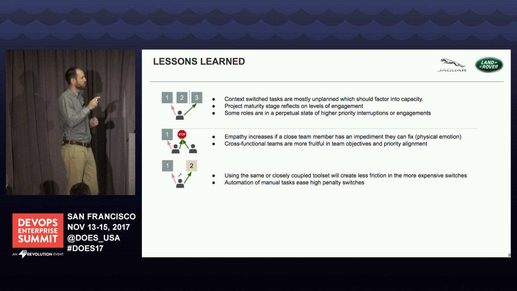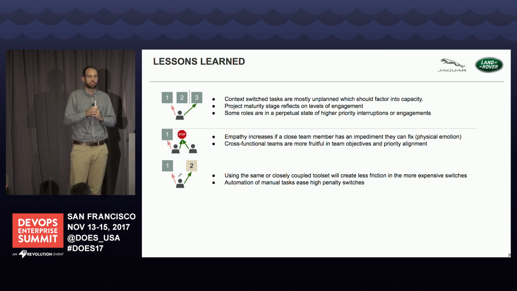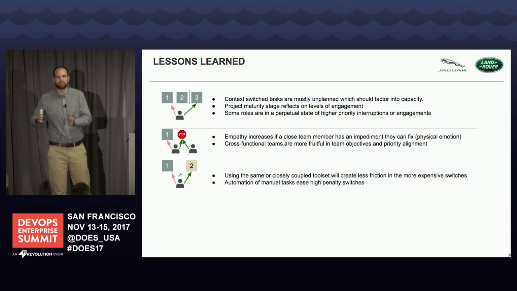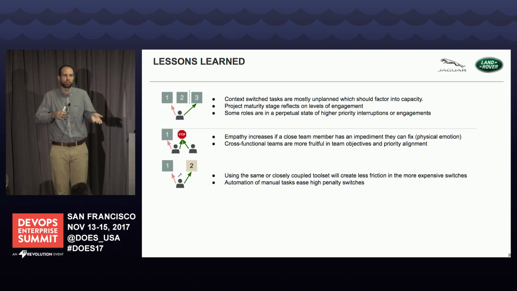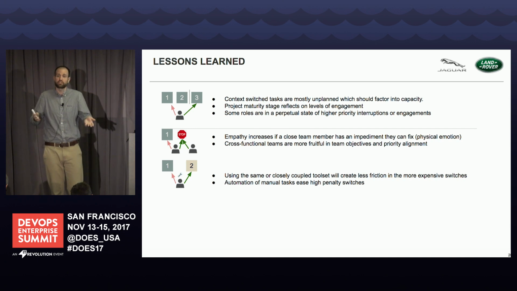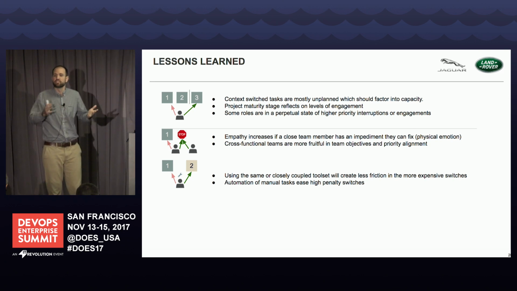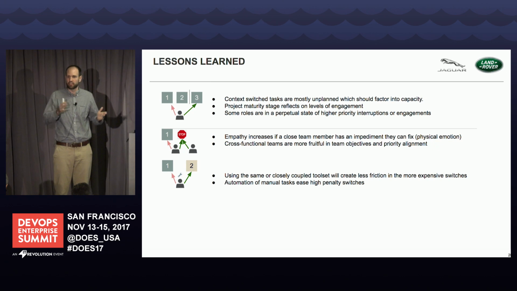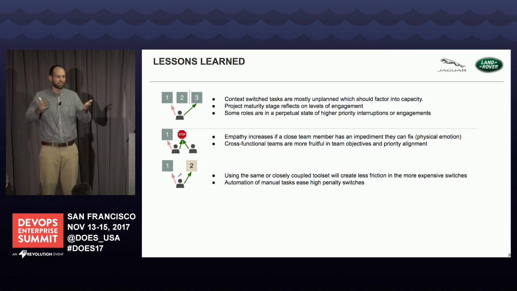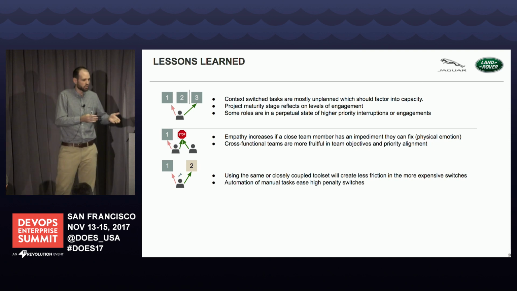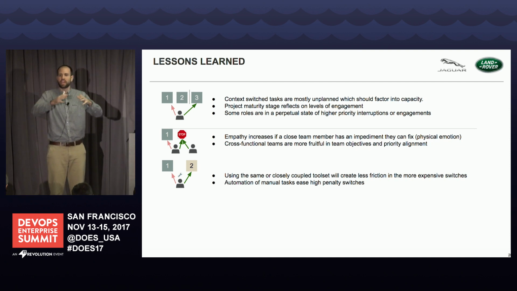We found that using the same or closely coupled tool set will create less friction in the more expensive switches. This means if I'm going to a different task that's a different product, or if I'm going to a different task that's potentially a different station, if it is in the same tool set and I'm very comfortable, then it's easier and has less friction for me to do that context switch. This is where tools like TaskTop are extremely helpful, because you can replicate an entire ALM tool in another ALM tool so that nobody has to go out of their comfort zone.